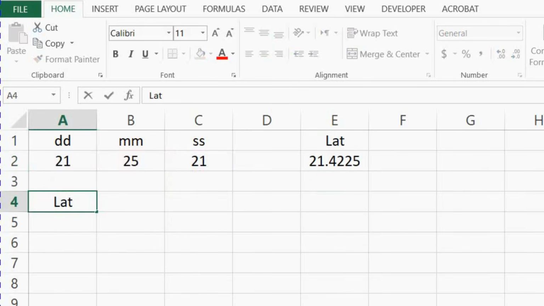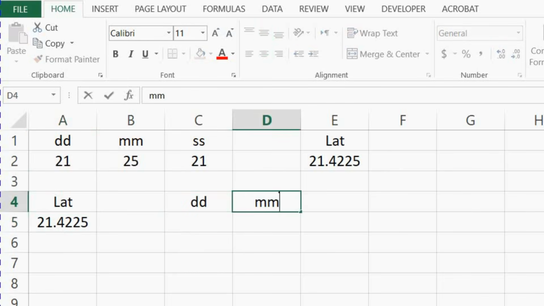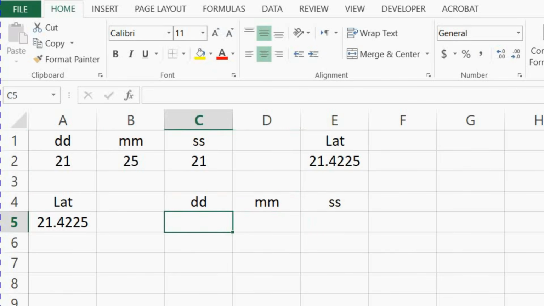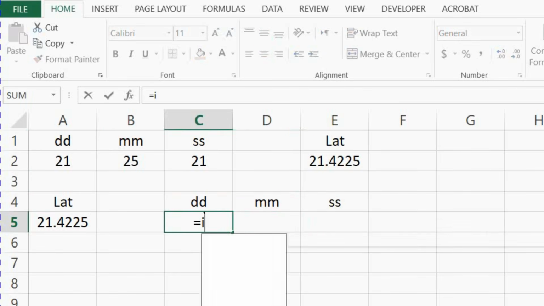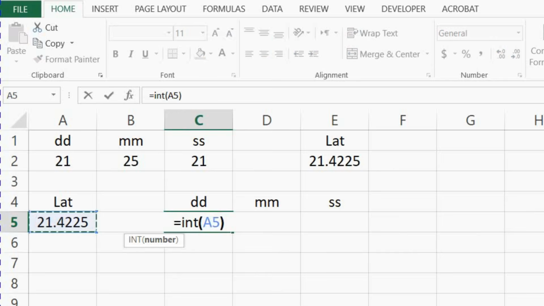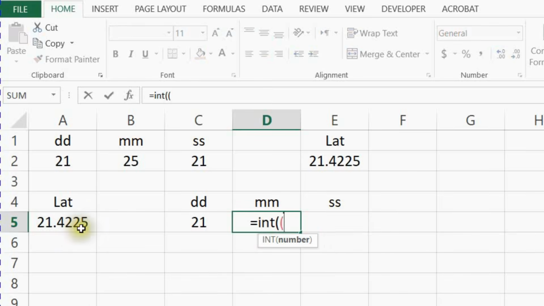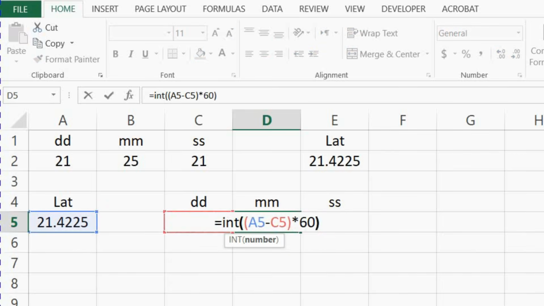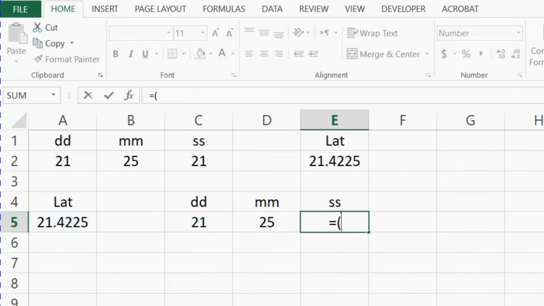For the reverse conversion, if this is latitude, we use the same latitude for Mecca. Here are the degrees, minutes, and seconds. So degrees is the integer of latitude. Minutes is the integer of latitude minus degrees, all multiplied by 60. And seconds is latitude minus degrees minus minutes over 60, all multiplied by 60.